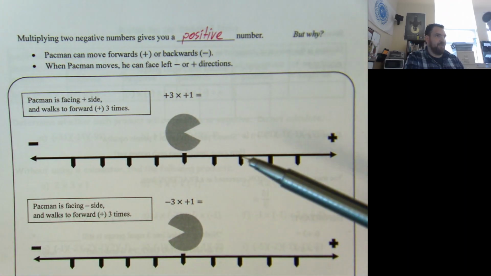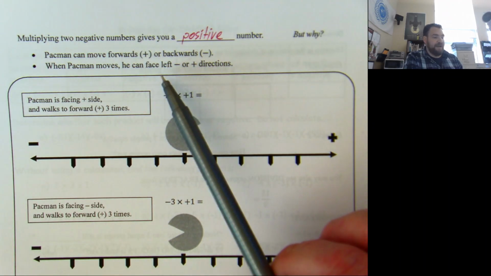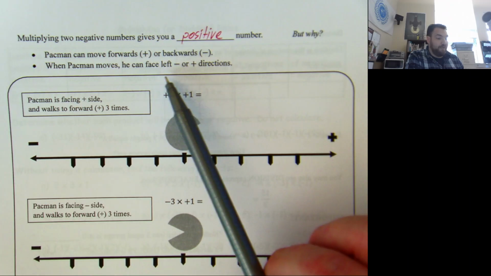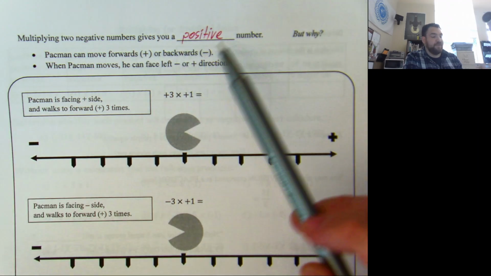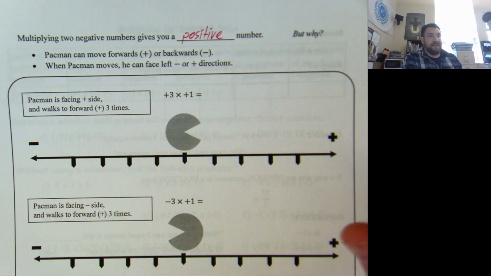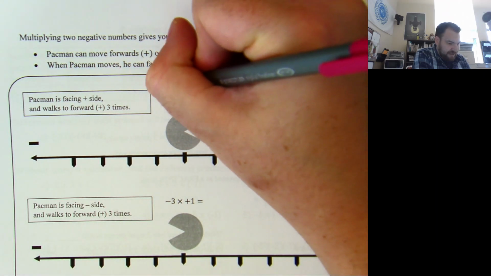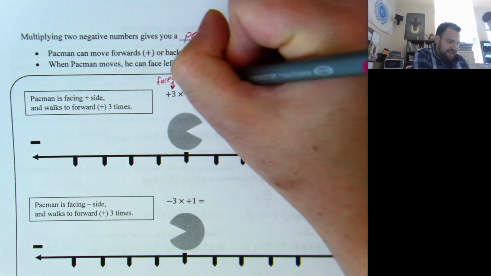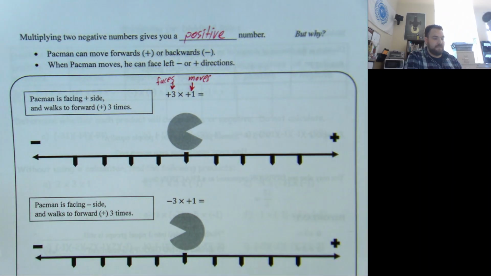So I've got Pac-Man on a number line here. We can think of Pac-Man being able to move two ways. Either he can face forwards or backwards, or he can move left and right. So looking at these combinations of things is going to give us a reason why a negative times a negative is going to be positive every time. So let's look at this. This first number, in each case, is going to be the way Pac-Man faces, and this one is going to be the way Pac-Man moves in each of these examples.